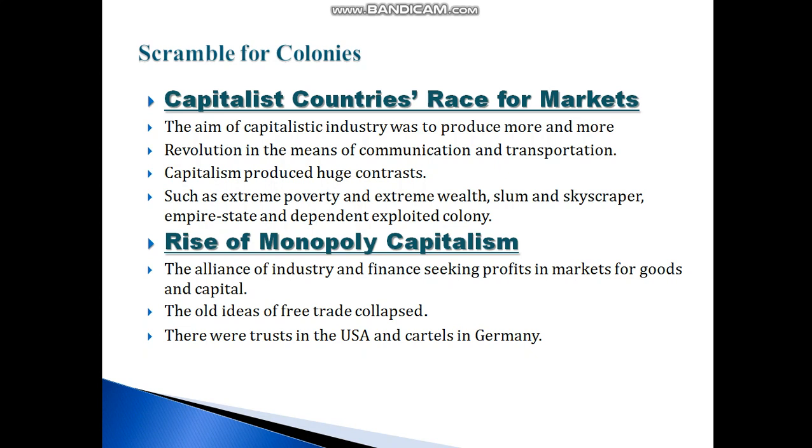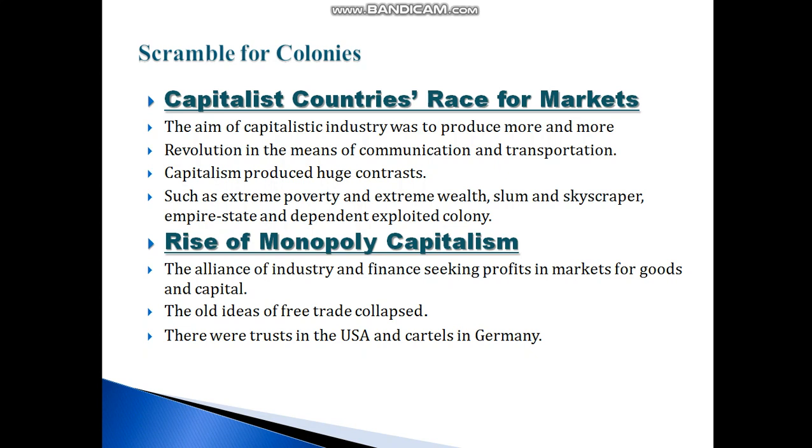With the revolution in the means of communication and transportation, capitalism produced huge contrasts such as extreme poverty and extreme wealth: slums and skyscrapers, the Empire State and the dependent, exploited colony. Next, the rise of monopoly capitalism, the alliance of industry and finance seeking profits in markets for goods and capital. The old ideas of free trade collapsed.